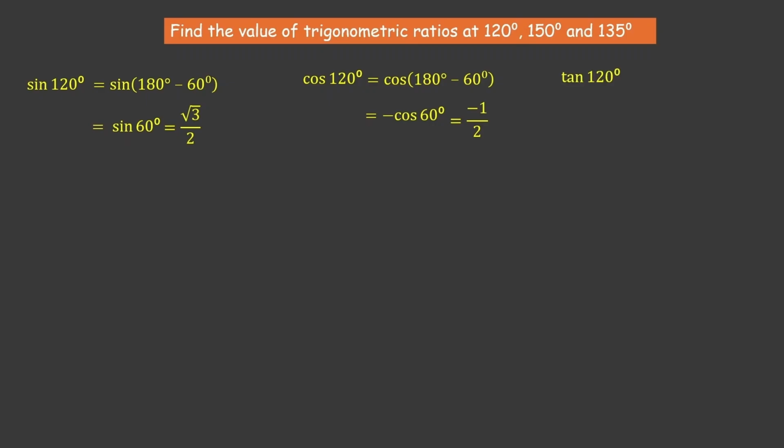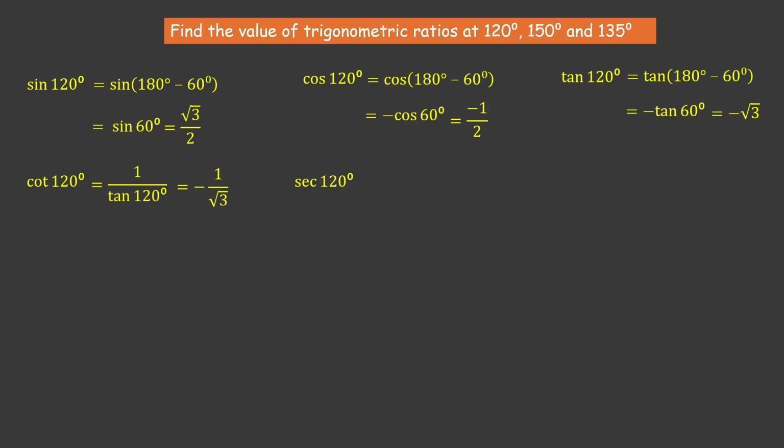Then we have tan 120. Tan 180 minus theta is minus tan theta. Tan 60 degrees is root 3. So this is minus root 3. Then we have cot 120, which is the reciprocal of tan. This is going to be minus 1 by root 3. Secant 120 will be the reciprocal of cosine 120, that is minus 2. And cosecant 120 will be the reciprocal of sine 120, so 2 by root 3.